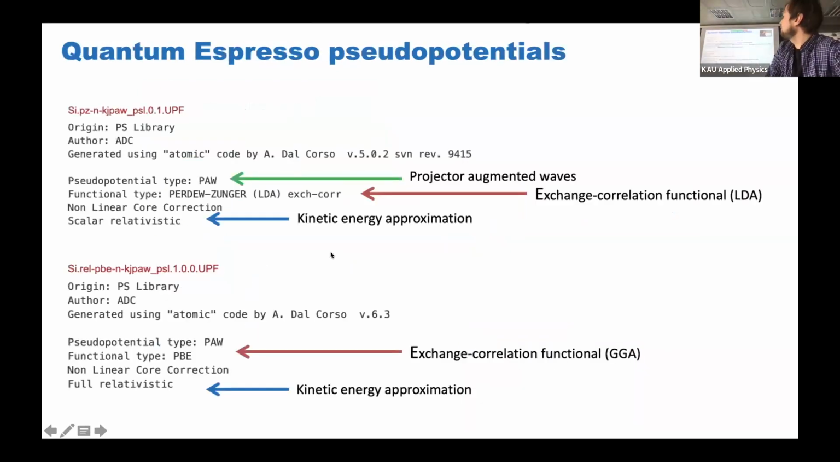And we will use these potentials. Yes, rel-PBE is better. Rel means relativistic, the fully relativistic kinetic energy approach.